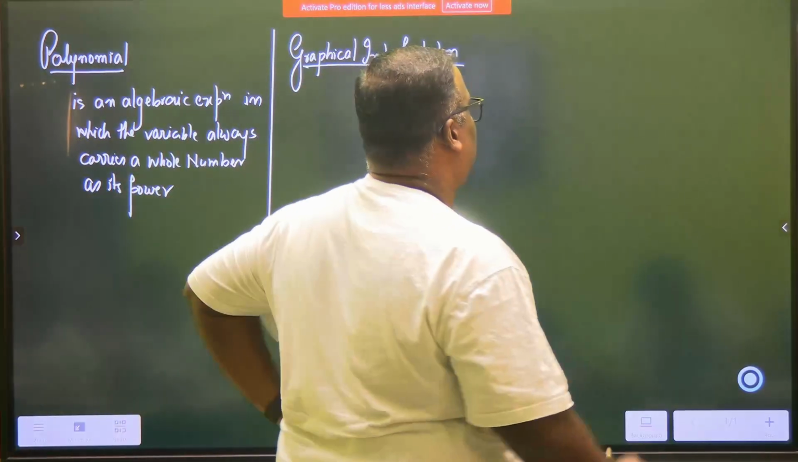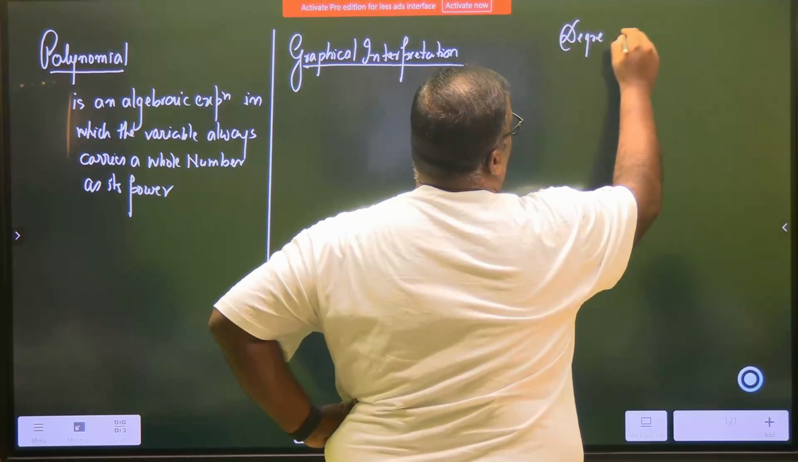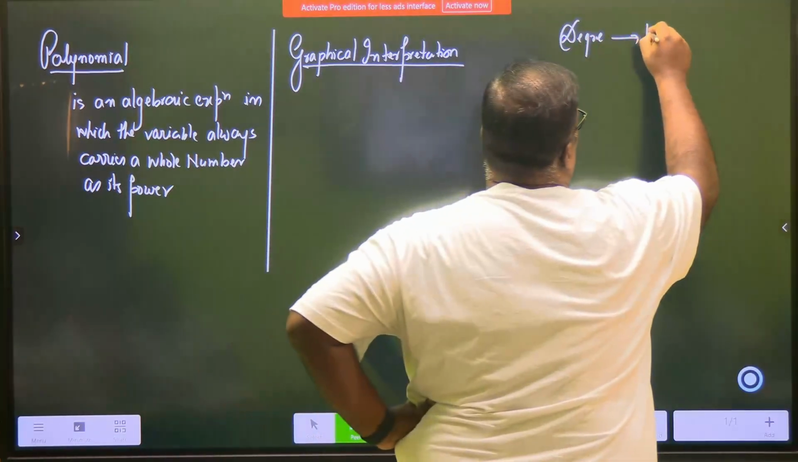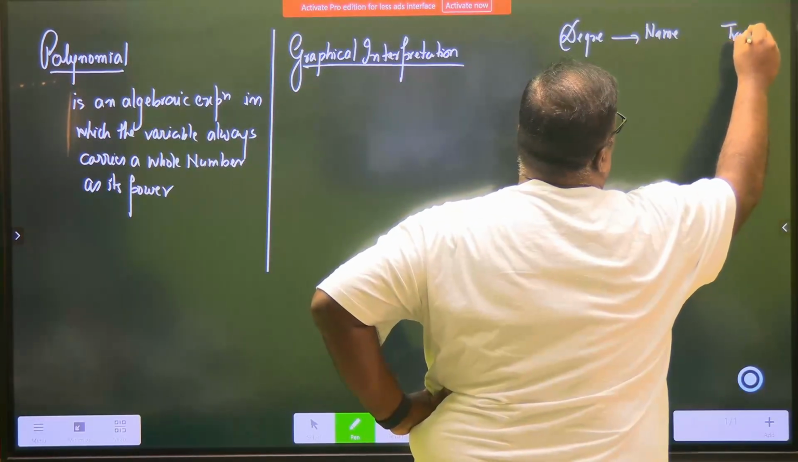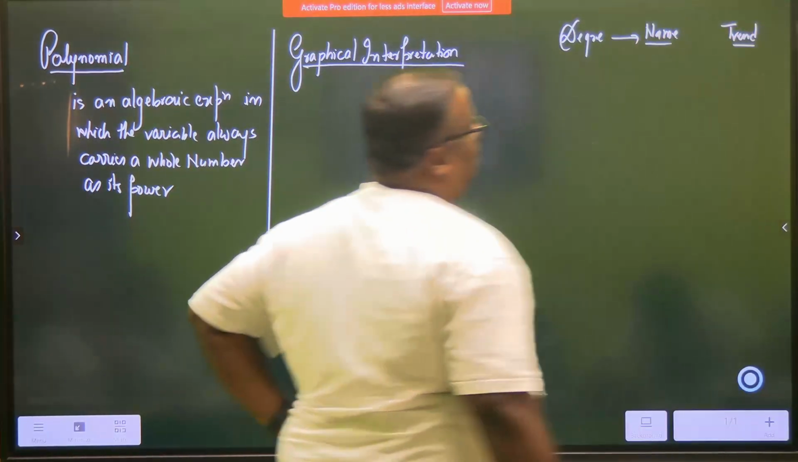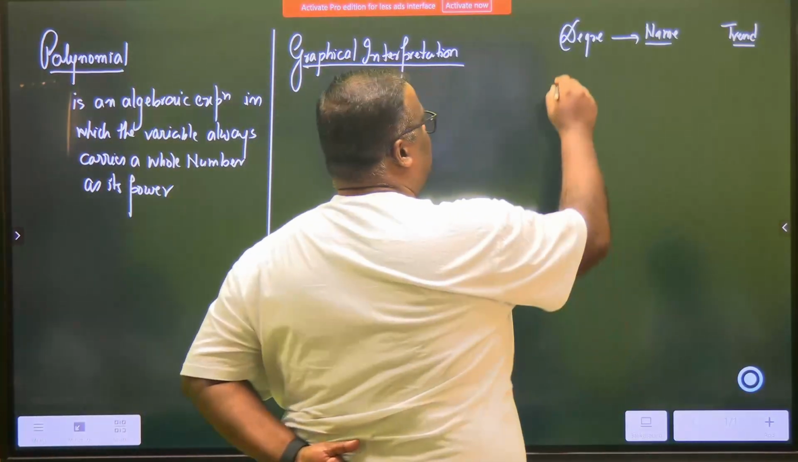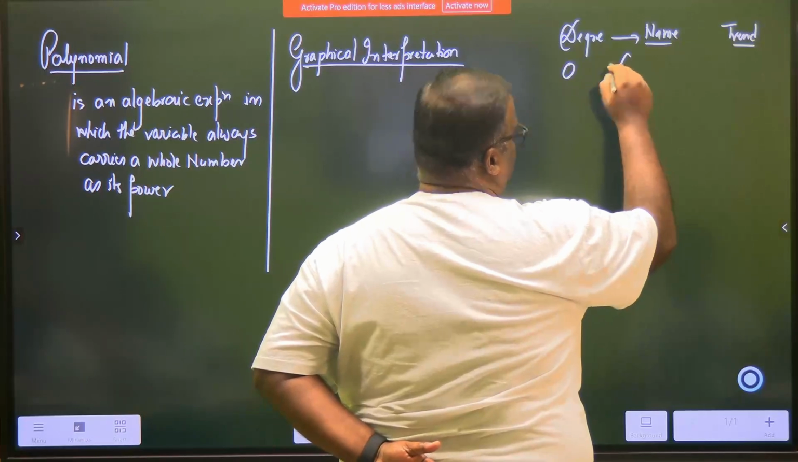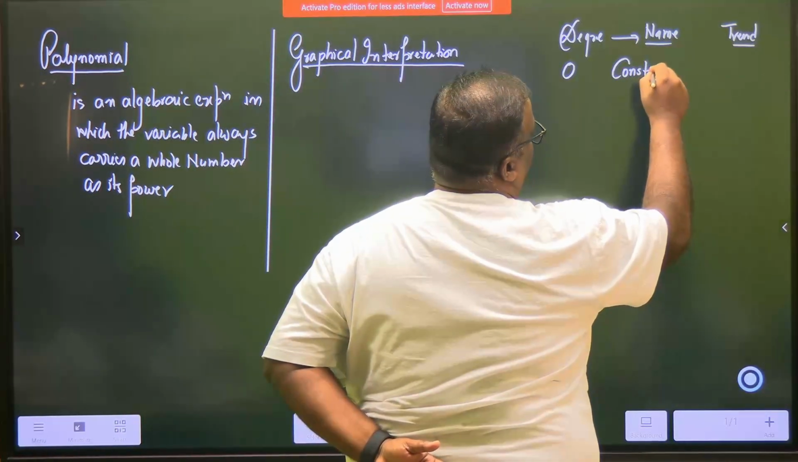Before going to graphical interpretation, let's go once again to degree and ask ourselves the name. And another thing is something called trend. Degree, name, trend. Trend I'll come to later, okay? If the polynomial's degree is 0, the polynomial is named a constant polynomial. Constant.